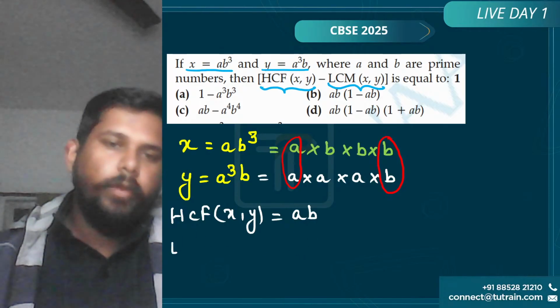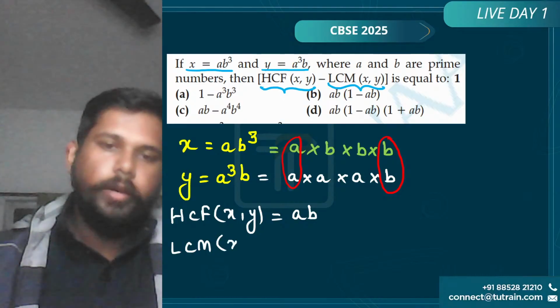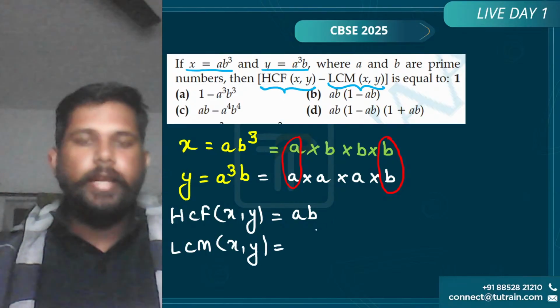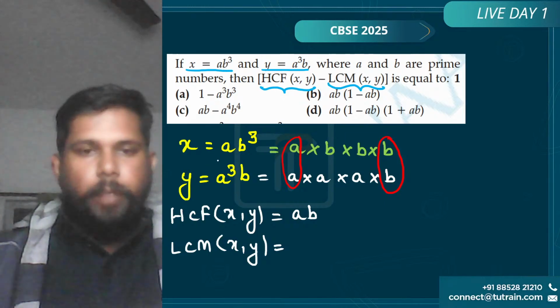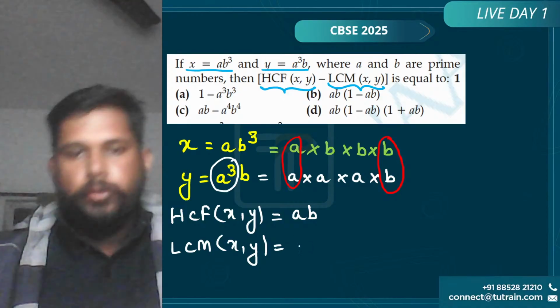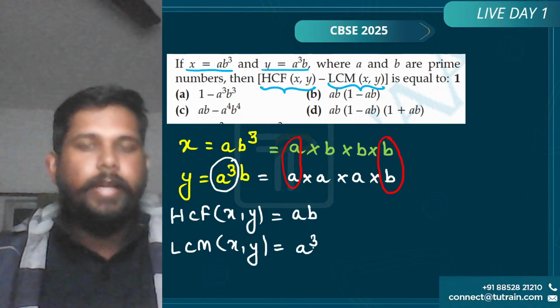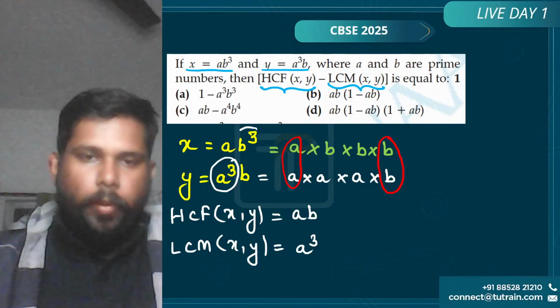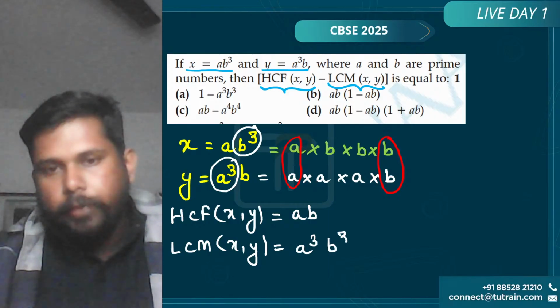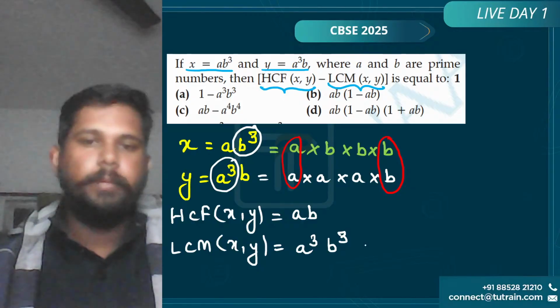And how to get the LCM? To get the LCM, you see the highest power of a, that's 3. So you take this a cube, and then see the highest power of b, so that's b cube. So the LCM will be a cube times b cube.